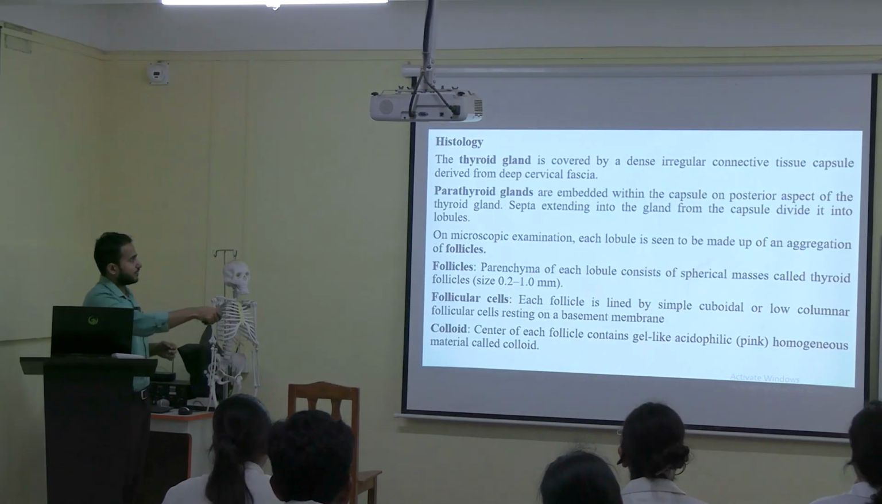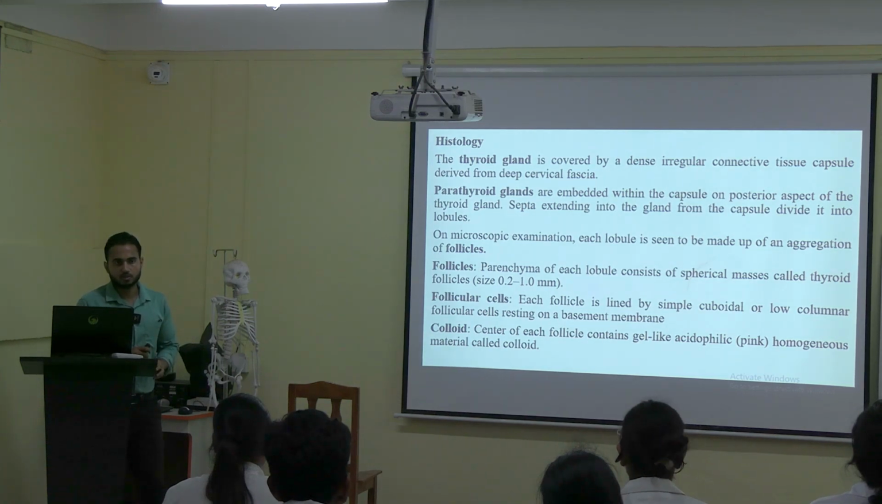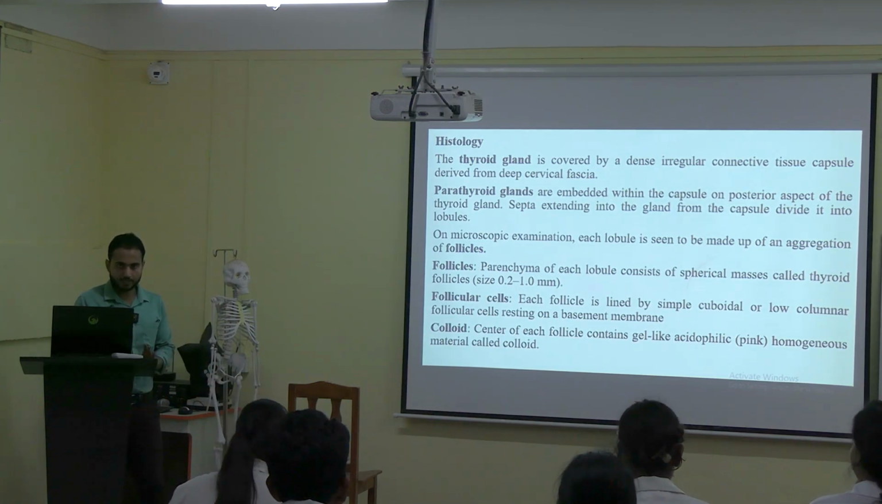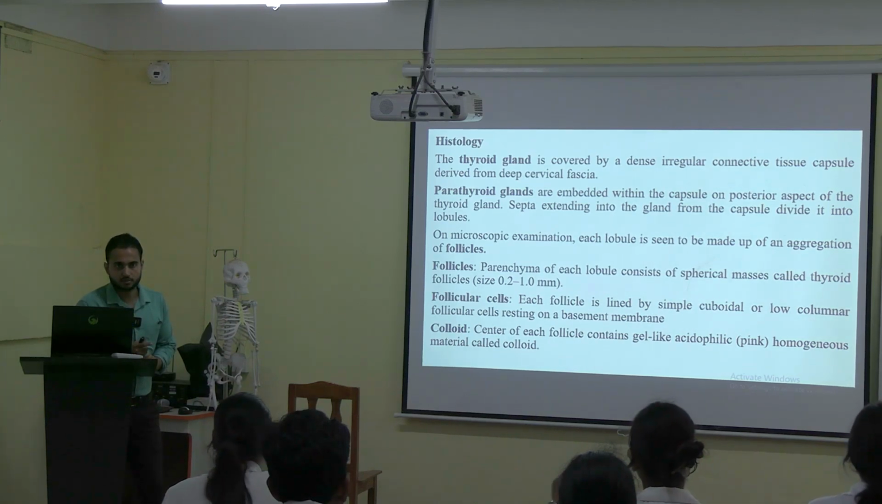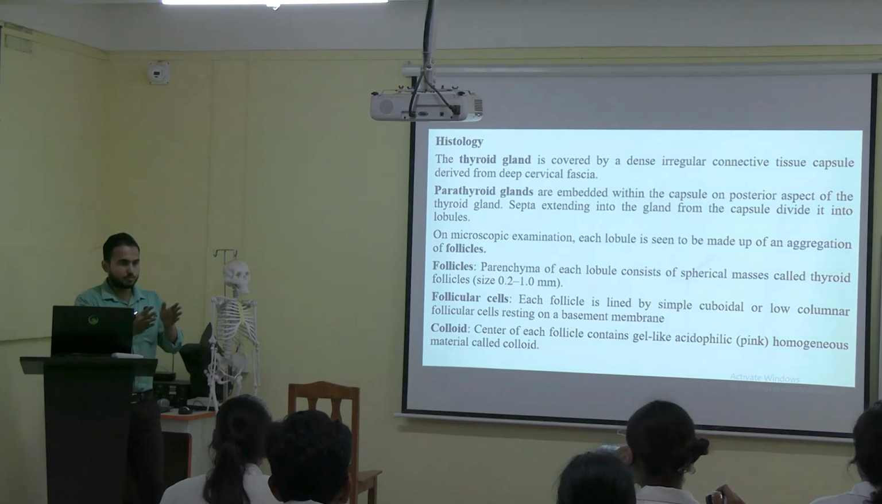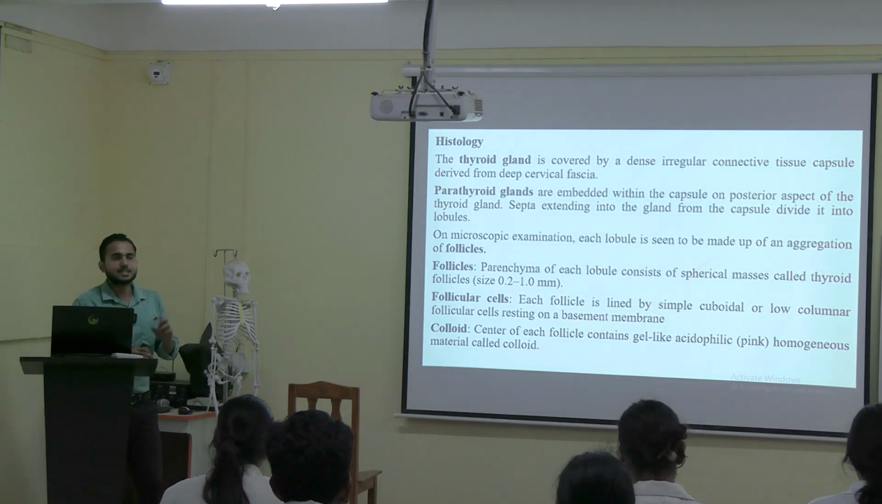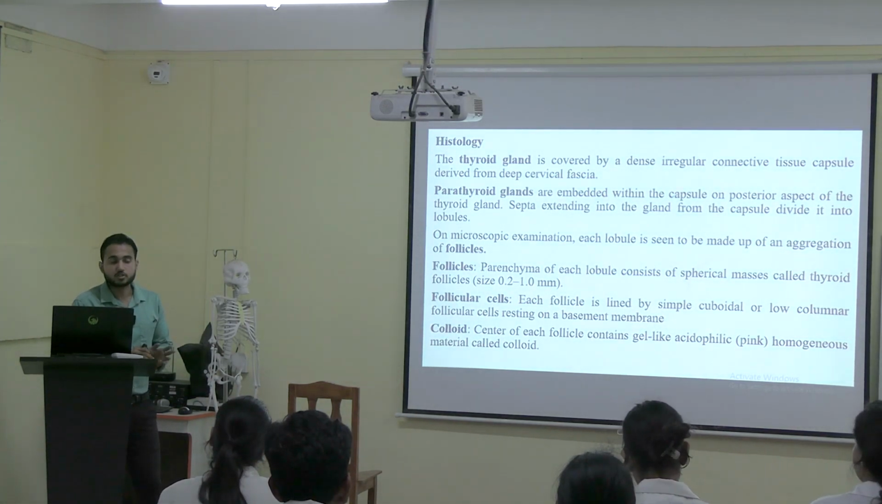Next, if you take one particular lobule, then what you can see inside the lobule? In case of thyroid gland, not parathyroid, in case of thyroid gland, these are made up of follicles. Okay, multiple follicles are present. So one lobule, what you will get inside the lobule? Multiple follicles. So what is there inside the follicle? Any idea? Something will be there inside the follicles. So follicular cells are present inside the follicles.